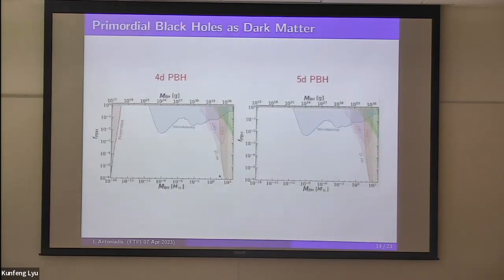Did you also discuss how they're produced in your paper? No, how we can do it. There is a whole literature. Yeah. So that is the mass range. Let's say for 4-dimensional, this on the left is the 4-dimensional black holes. So the allowed region is here.